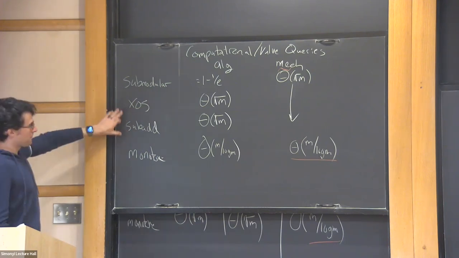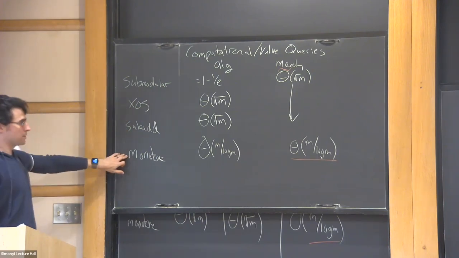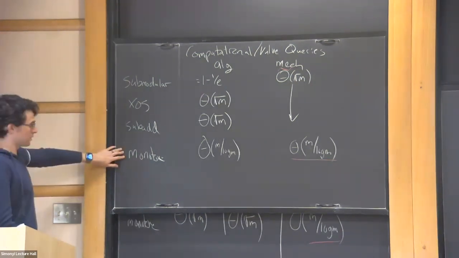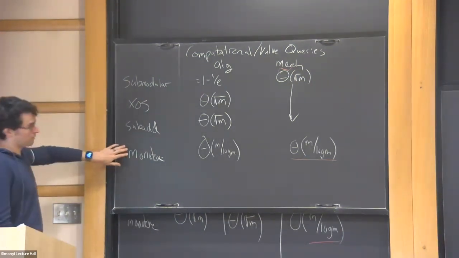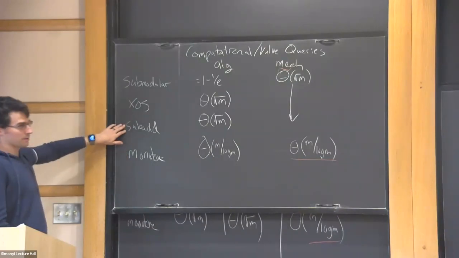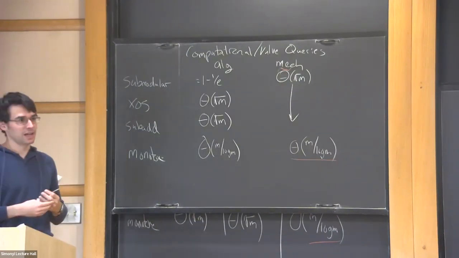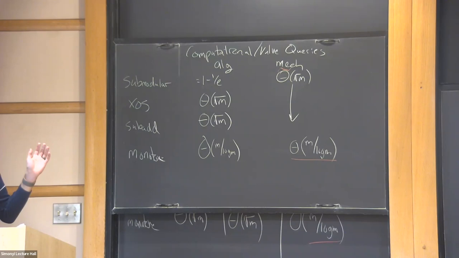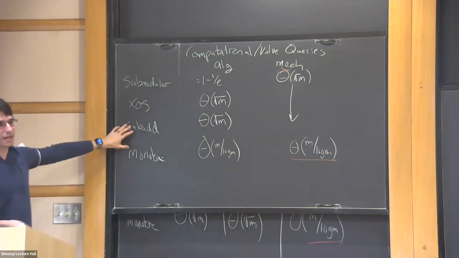And monotone is just all monotone valuation functions. These can be super complicated compared to subadditive. I could say I have a long list of sets of size m over 2, and if you get one of those, you have value 1, otherwise you have value 0. So this is wildly not subadditive.